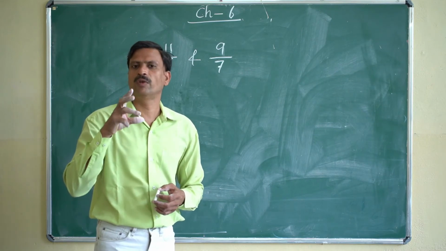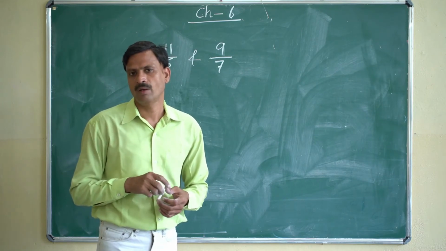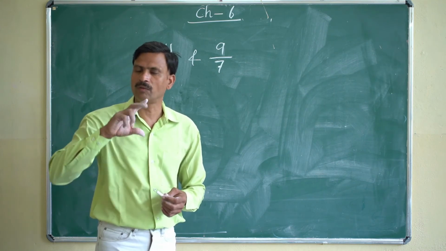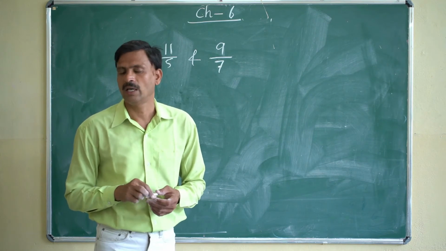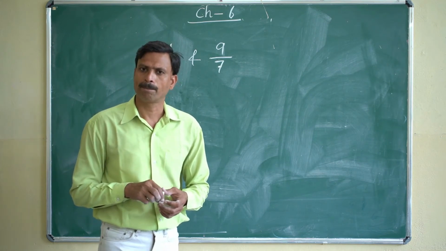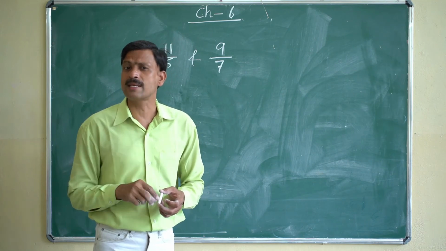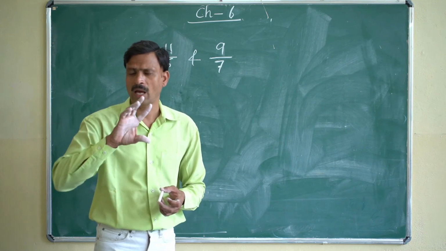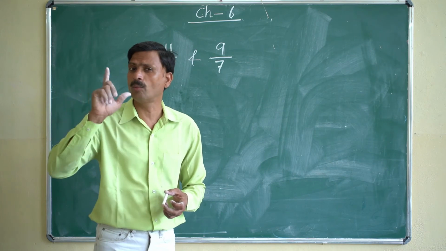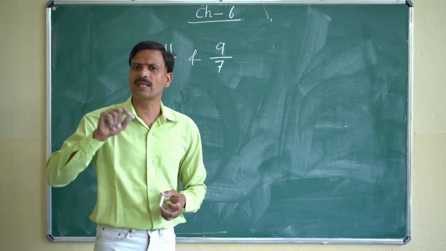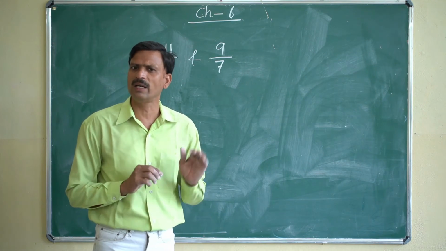So first we'll convert the fraction into like fractions. Whatever fractions are given, we'll convert them into like fractions. Like fractions, as I told you, means the denominators must be the same. As many numbers as are given, their denominators must be the same. If the denominator is the same, then we'll say it is a like fraction. So first we'll convert into like fractions.